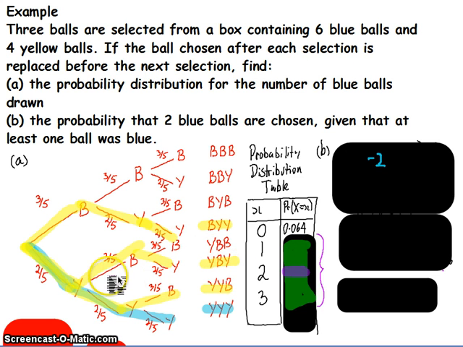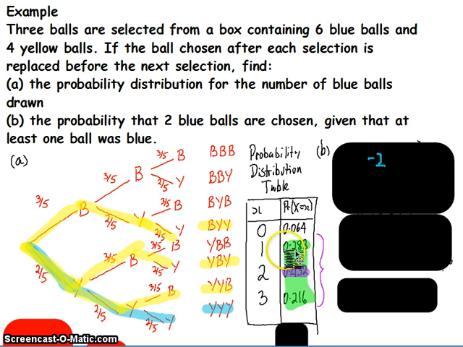The highlighted one in yellow is for one blue ball, so we've got blue, yellow, yellow, yellow, blue, yellow, yellow, yellow, blue, and they're all 3/5 times 2/5 times 2/5. So we have 3 lots of those, and they add to give us 0.288. Those are our other 2 that you'll get if you work through and calculate them each individually.